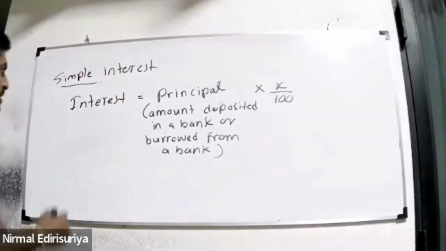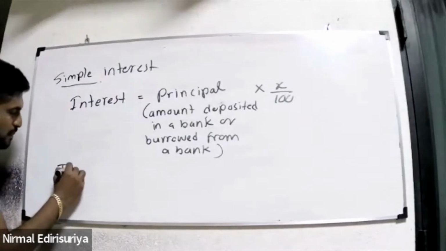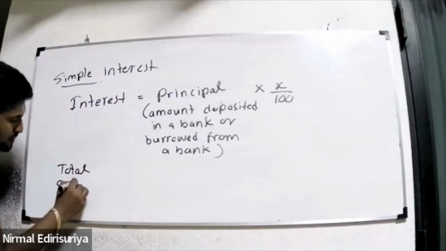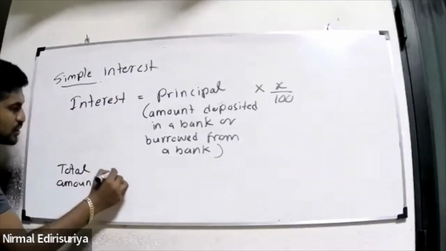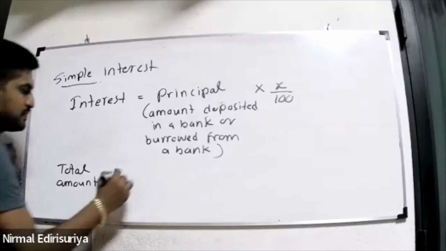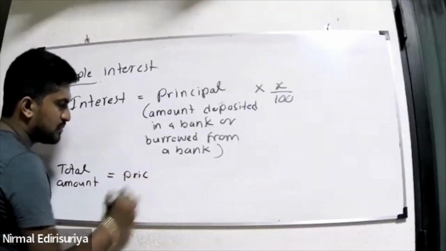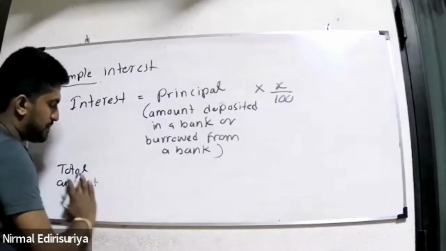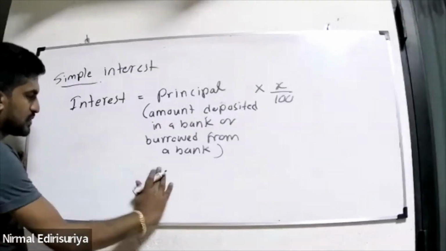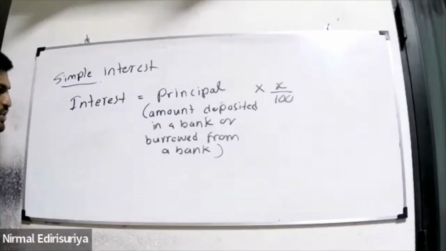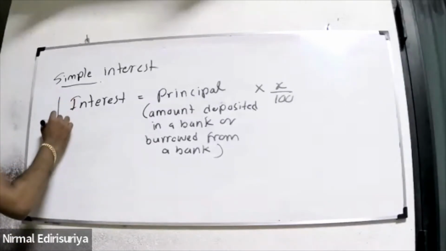Now, total amount. Total amount equals principal plus interest. This is the equation. Okay?